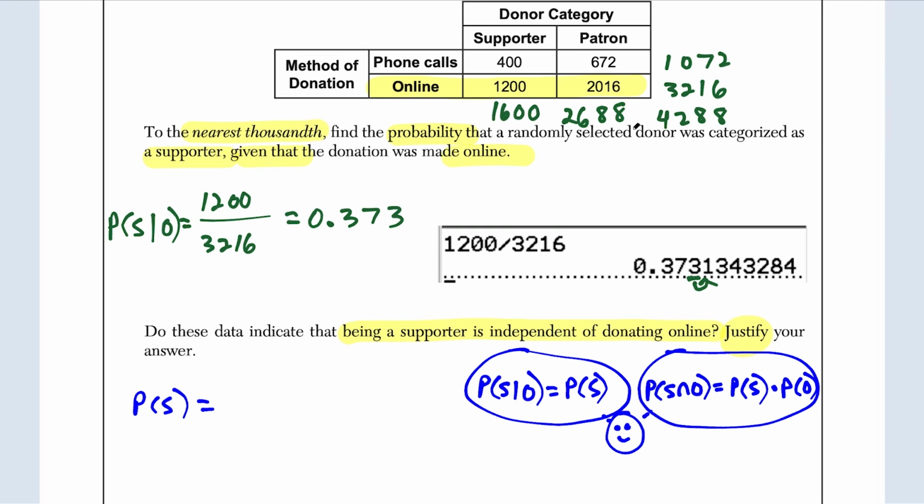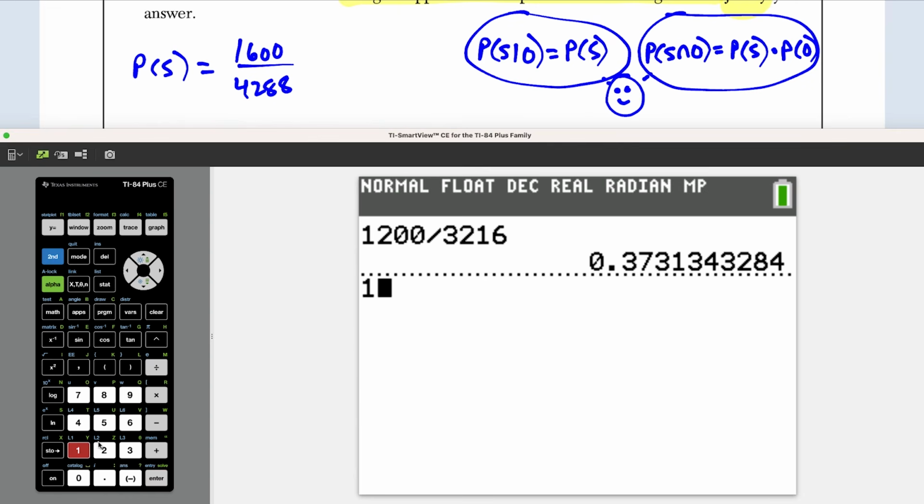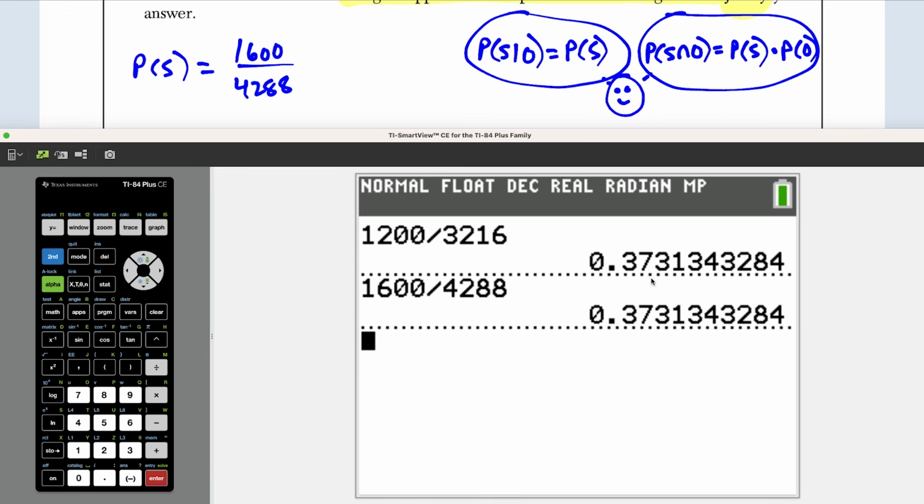Well, we already found all of these totals here. So here's the supporter column, and there are 1,600 supporters. Out of how many people were there in total? In the entire study here, or in the entire data collection, there's 4,288 people. So now we could just type this in here. In moment of truth, we have 1,600, and we're dividing by 4,288. And let's see if we get a matching probability here. And notice here that these do in fact match, so we could say that these events are independent.